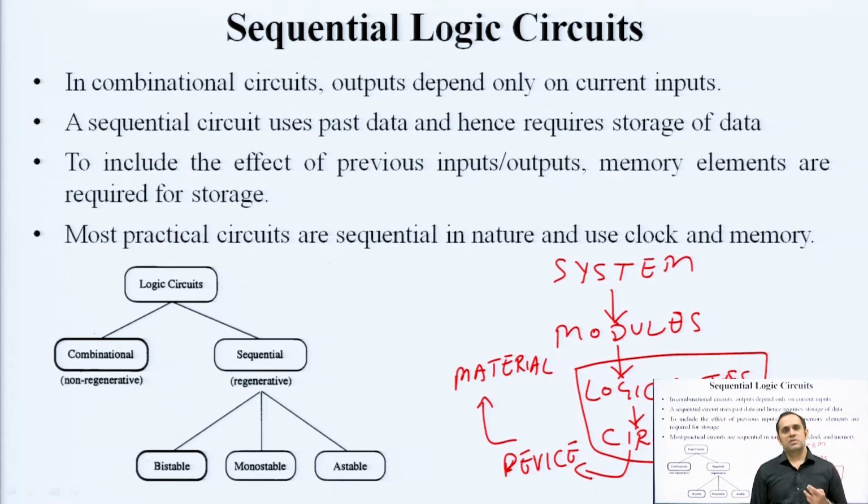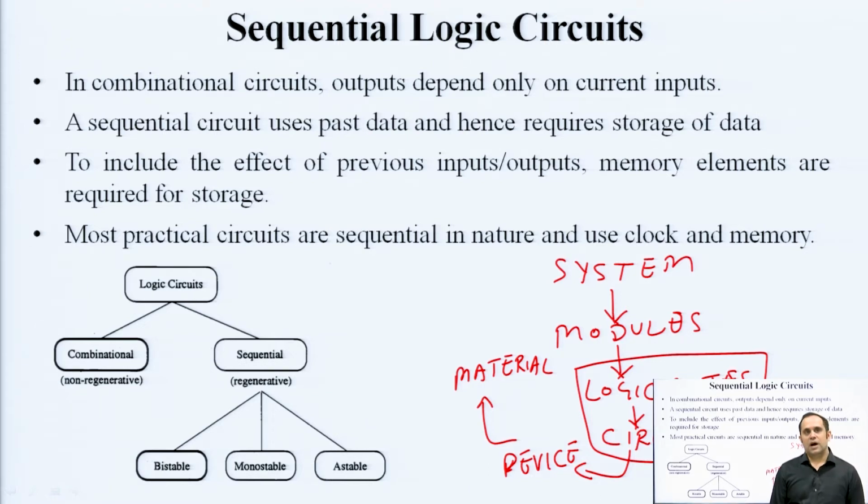Sequential circuits differ largely from combinational circuits in that they depend not only on the present input, they also depend upon the past inputs. So, some inputs which may have been applied to the system in the past, and the effect of those past inputs on the output at that time, that output is taken as feedback, and whatever present input is there is also used to generate what is known as the current output. Most of the practical circuits, as I have said, are sequential in nature, they use a clock, they use memory.